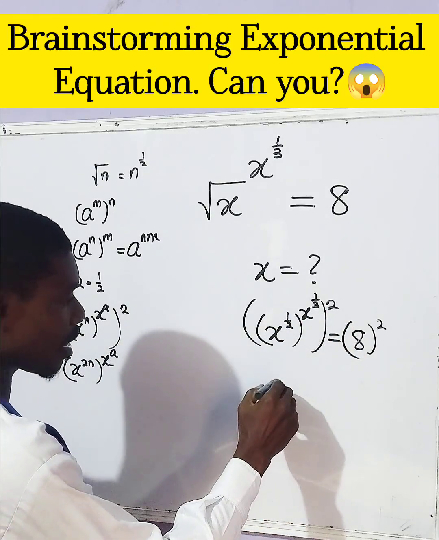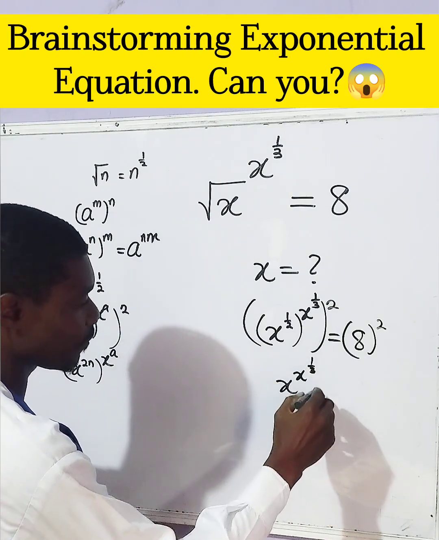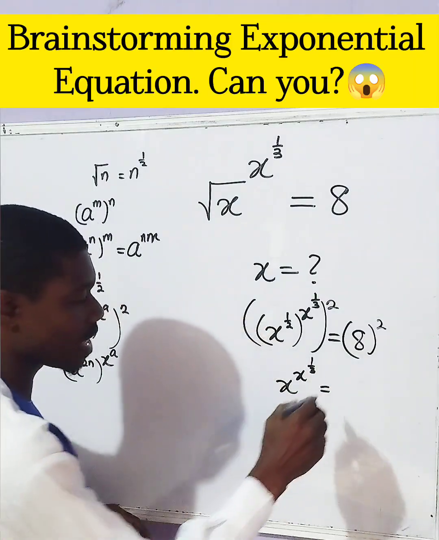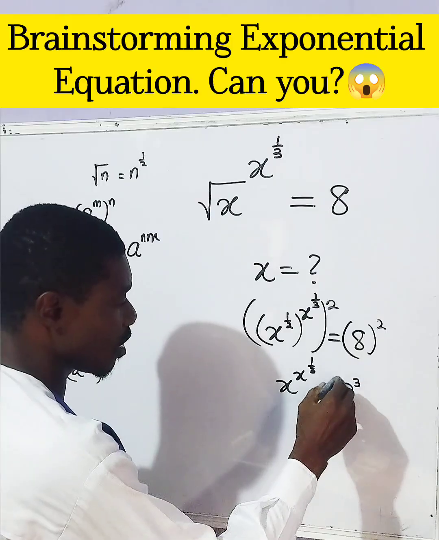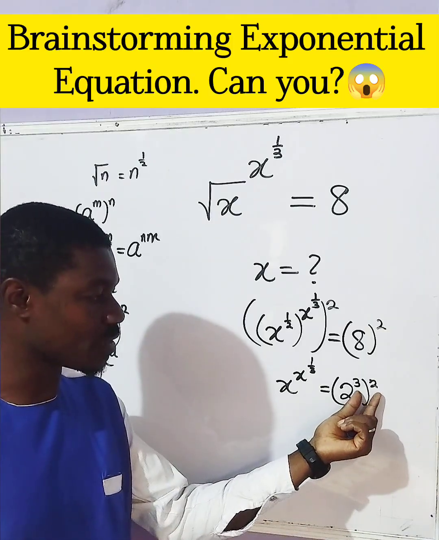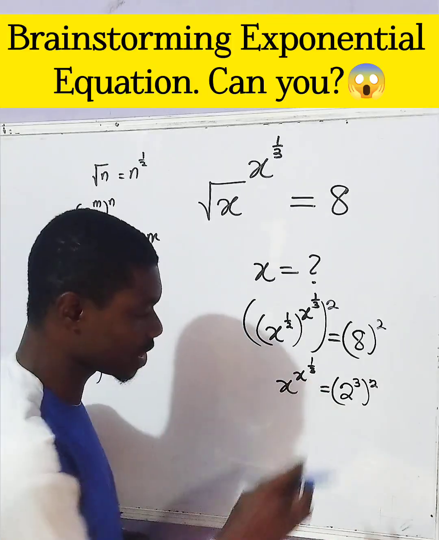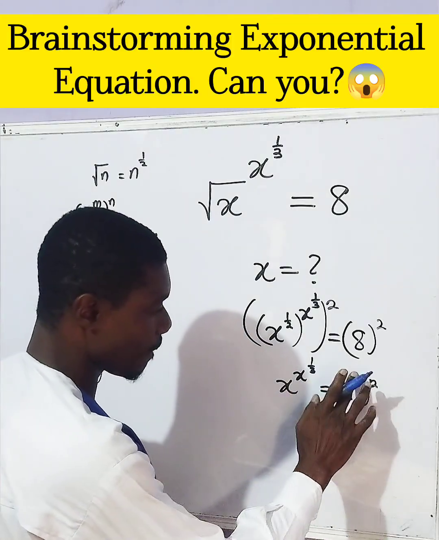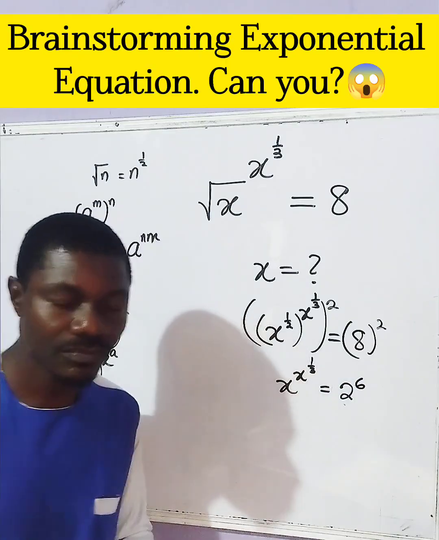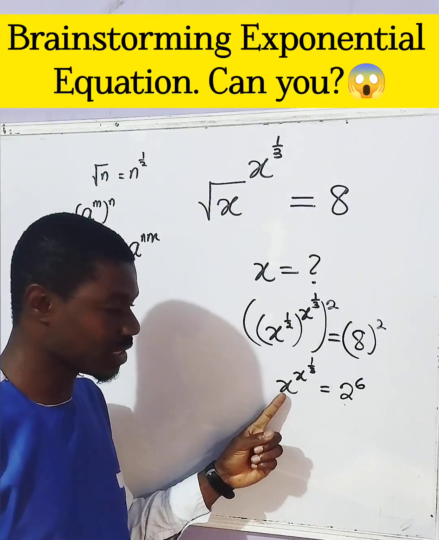So here I now have x raised to 1 over 3 then equals, I want to reduce 8 to a base of 2, and that will give me 2 raised to 3, or raised to 2. If I multiply these two based on this law, that will give me 6. So let me just clean this and write 6.